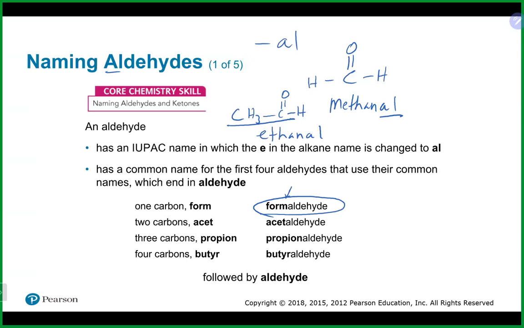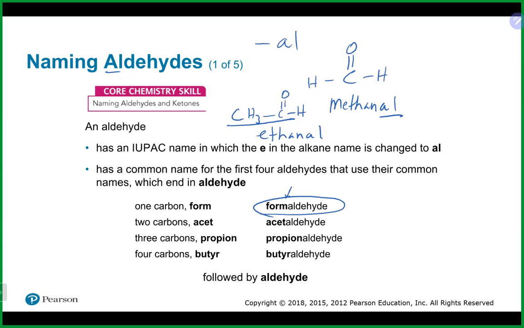Do I need to give the location of where the functional group is located? The answer is no, because it has to be at the end, because of the hydrogen. You do not need to give the location, but it is the functional group, which means if you were numbering, you should start numbering at the carbon of the functional group because it takes the priority.